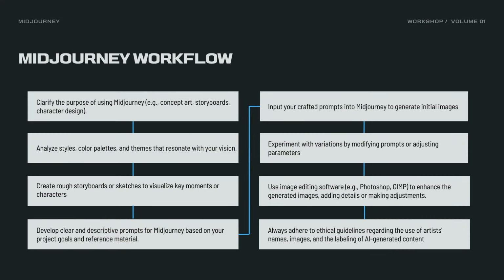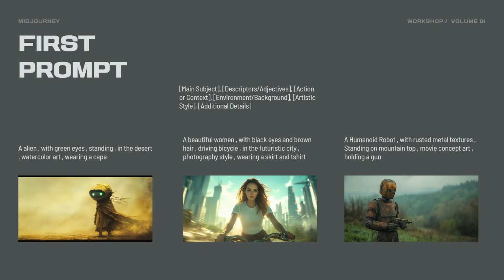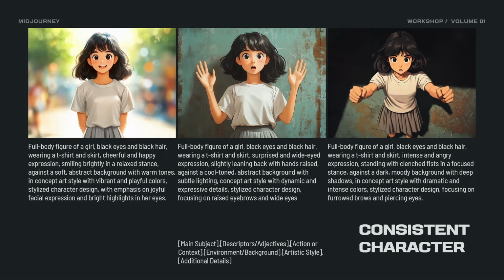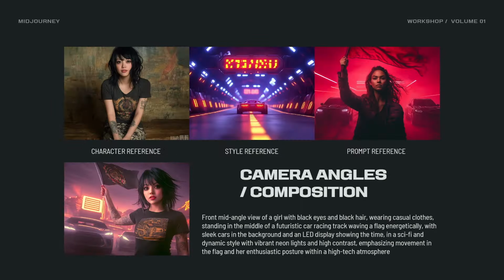Before going into the next chapter, we'll have a small recap of the elements we have discussed. First, we started with our Midjourney workflow, the 8 steps which can be followed. Next, we created our first prompt using a simple prompt structure. Second, we created product pack shot images using a similar prompt structure. Consistent character was achieved using a character reference image. Better camera angle and composition was achieved using character reference along with style reference and prompt reference.